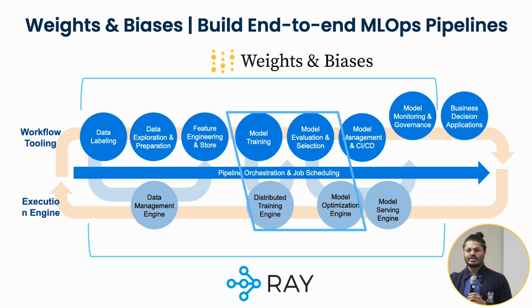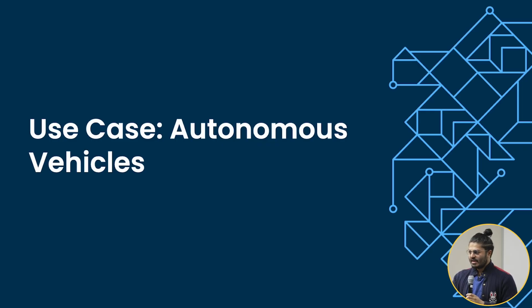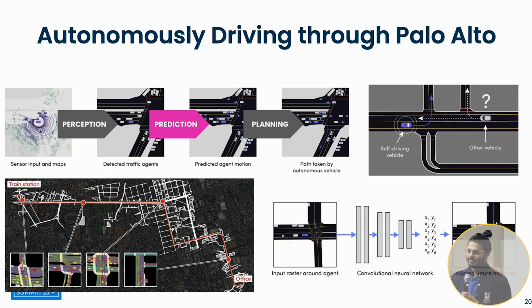And so this blue box represents traditional training for one-off experiments, while this red box is more of a traditional end-to-end workflow, as most ML practitioners can recognize it, going from data exploration all the way down to model serving. And so let's go look through one specific example. Let's go through autonomous vehicles.